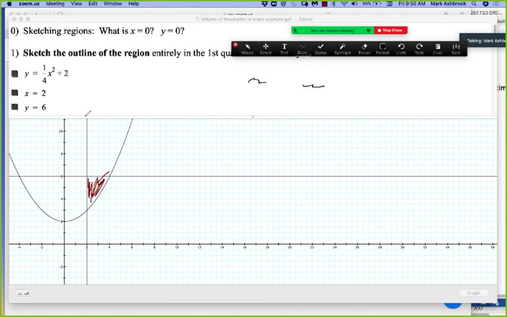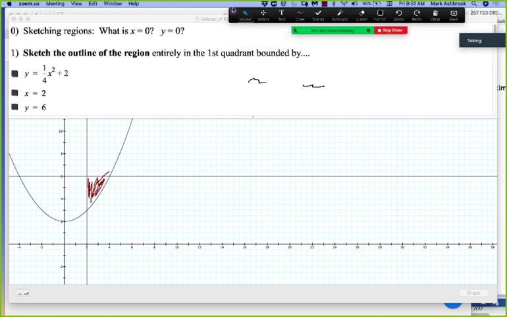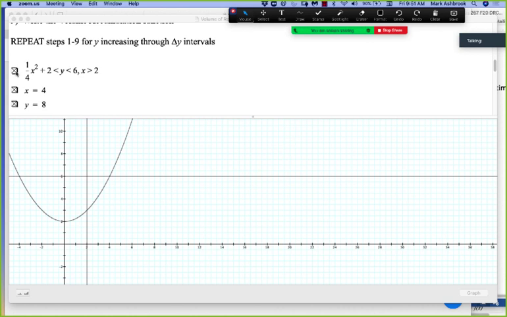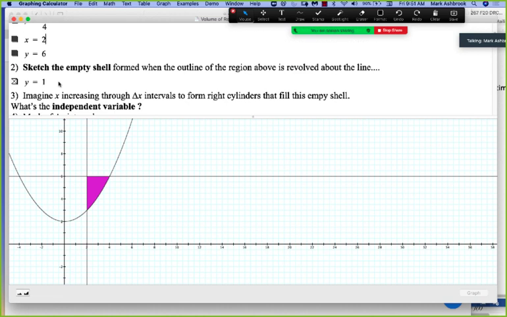All right, so we said that the region that's entirely enclosed by this parabola, and then the lines x equals 2 and y equals 6 would be this region right here. And so I can sketch that somewhere here. I have that. What color do we want? Purple is nice. Okay, so there it is.